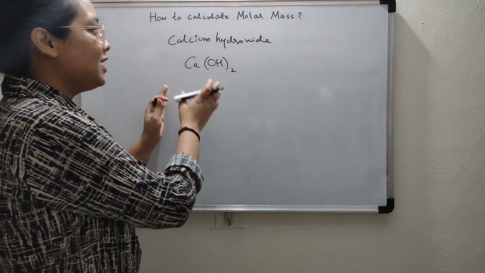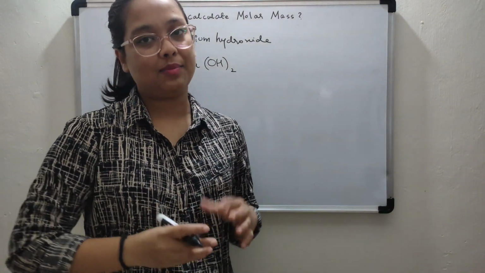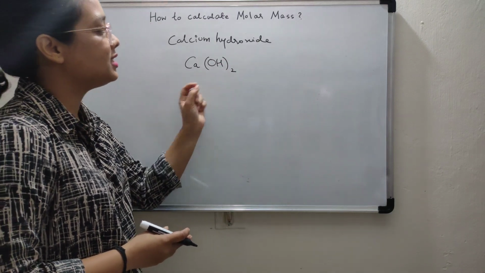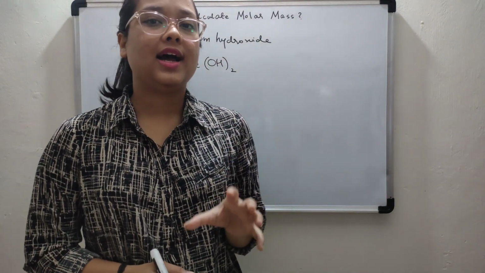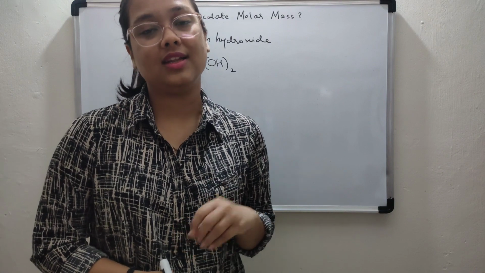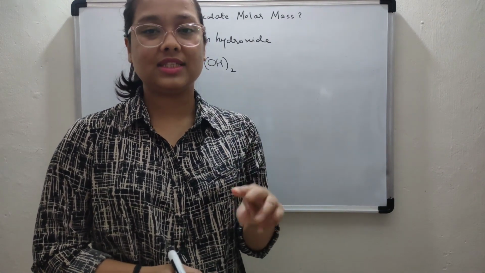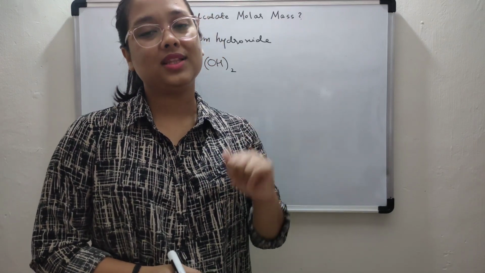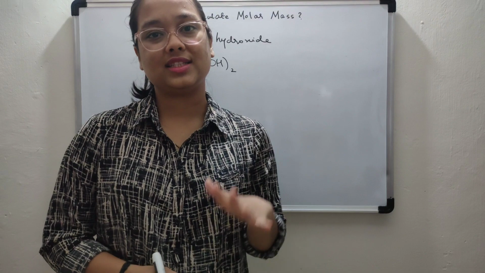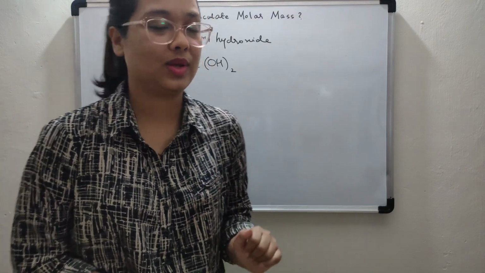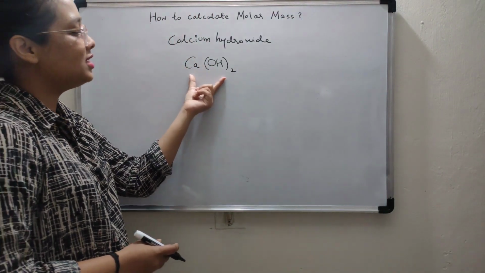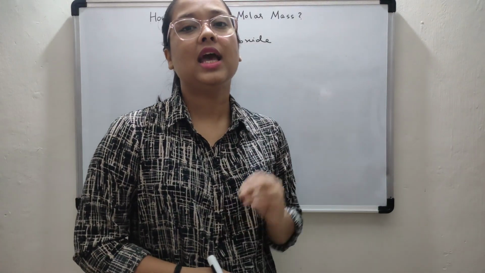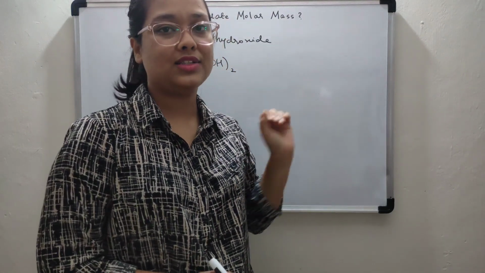I have specifically taken this particular example to calculate the molar mass because of these brackets that you can see in your chemical formula. I have already made a video on my channel wherein I have taught in 3 simple steps how you can calculate the molar mass of any given compound. I will put the link of that video in the description. You can click on that and watch that video as well. Over here the only difference is that there are brackets in your chemical formula, so we will just see how to go about and calculate the molar mass of this compound.